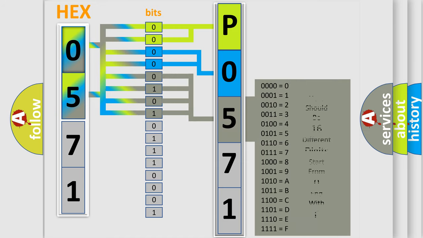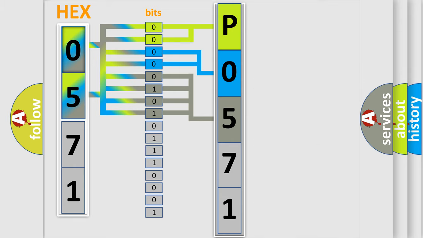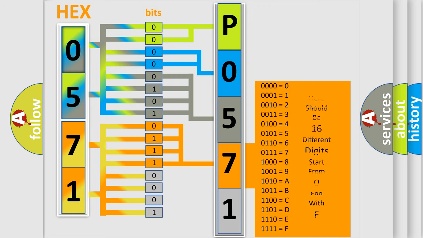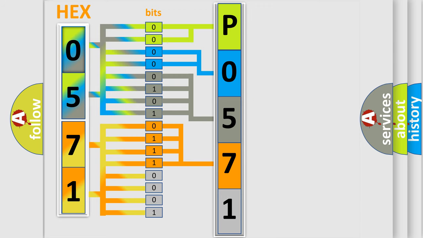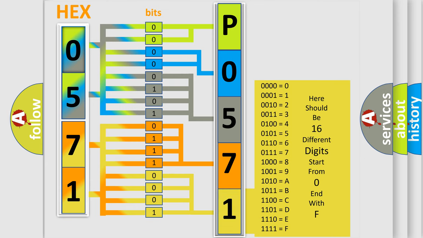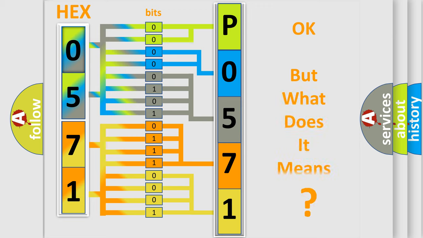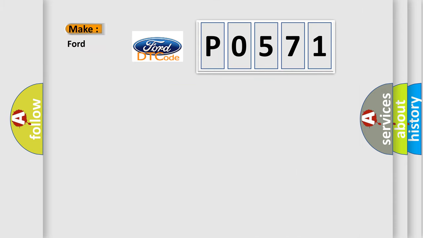The second byte is composed of a combination of 8 bits. The first 4 bits determine the fourth character of the code, and the combination of the last 4 bits defines the fifth character. A single byte conceals 256 possible combinations. We now know in what way the diagnostic tool translates the received information into a more comprehensible format. The number itself does not make sense to us if we cannot assign information to what it actually expresses. So, what does the diagnostic trouble code P0571 interpret specifically for Infiniti car manufacturers?